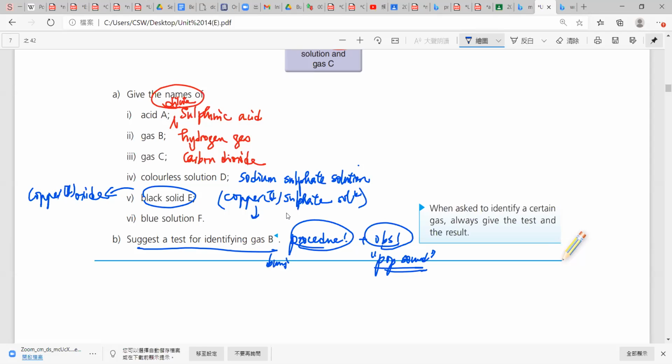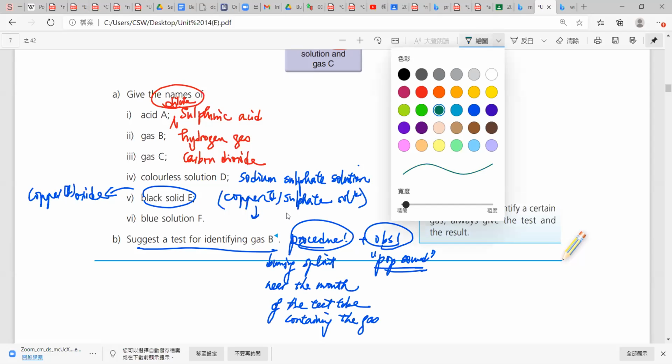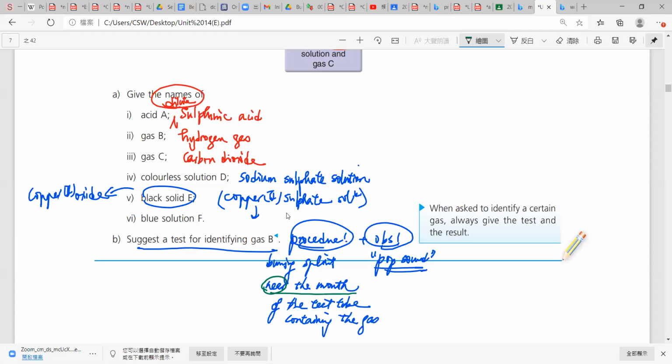In the procedure, you need to have the words burning splint. Remember, you need to put it near the mouth of the test tube containing the gas. Remember not to put it inside the test tube. It's just near the mouth of the test tube. Never put it inside. Otherwise, the fire will go out. Okay? Is that clear?